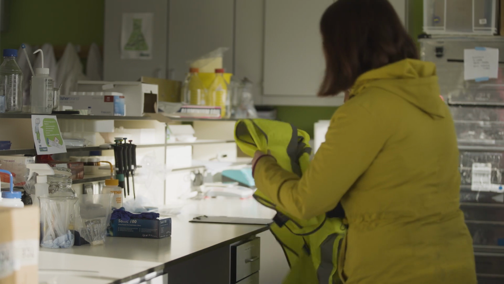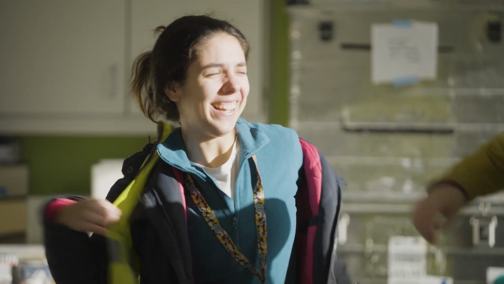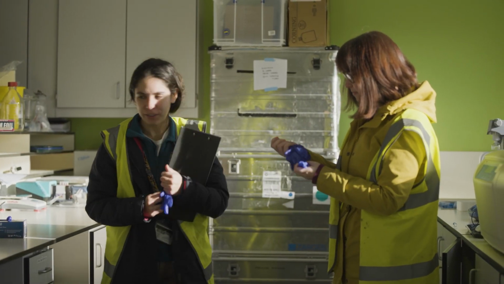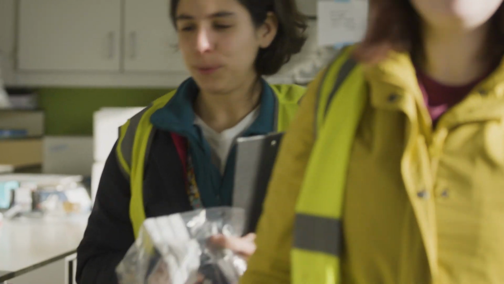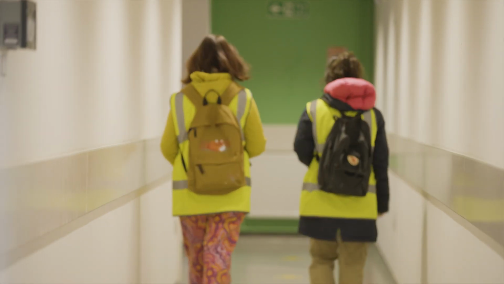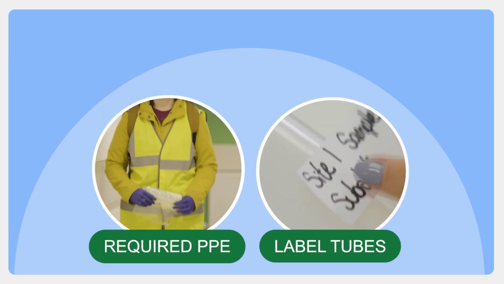Before heading out into the field, you must prepare all the equipment required for your chosen sampling method. Make sure you refer back to your risk assessment and health and safety documents, and bring spare equipment if required. It's advisable to prepare a checklist and protocol to ensure sampling is carried out consistently. Make sure you're wearing all your required PPE and your sample tubes are correctly labelled.